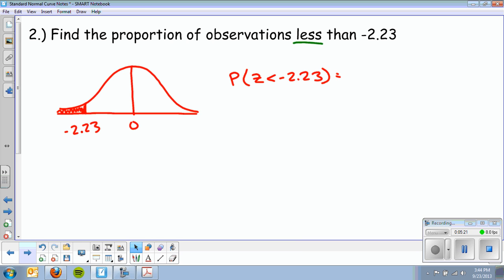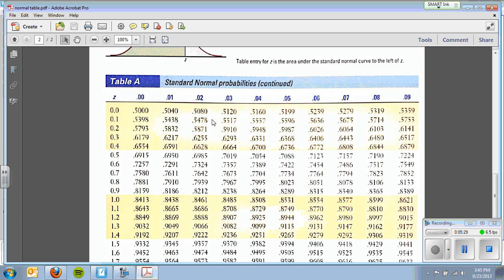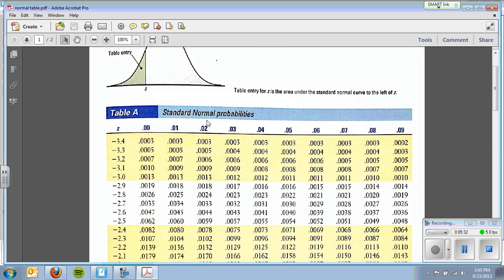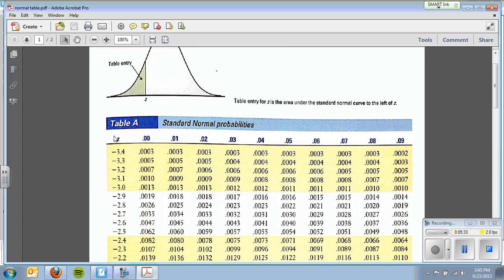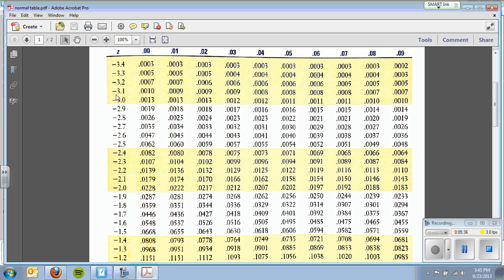I have a table that will tell me the answer, basically. It will tell me the area to the left of negative 2.23. So I go to my table, and I'm looking for the negatives first off. Okay, so I'm going to scan down here and find the negatives. I'm looking for negative 2.2. And again, I'm going to go over to the 3 column. So again, negative 2.23.